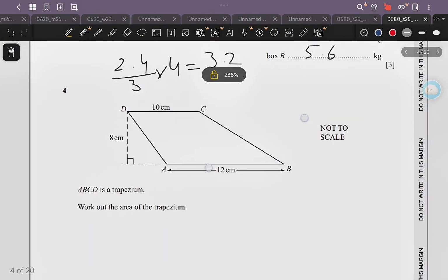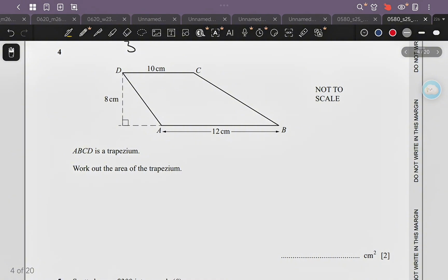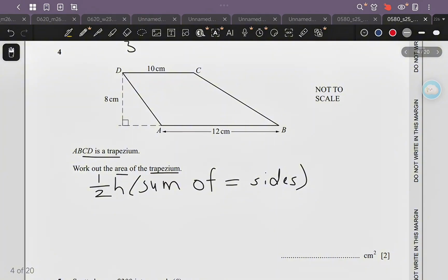Alright, so question 4 says ABCD is a trapezium. Work out the area of the trapezium. So we have to learn the formula for the area of the trapezium, which is 1 divided by 2 times height times the sum of parallel sides. So that is not an equal sign, I drew two parallel lines.